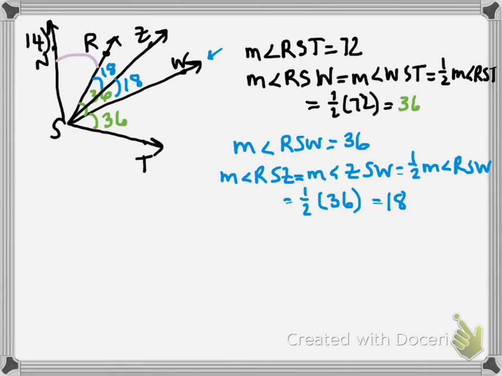Or NSW. We're looking for that. Well, we already know what angle RSW is, because it's here. It's 36, which makes this one 36. So now we're ready to answer some questions.